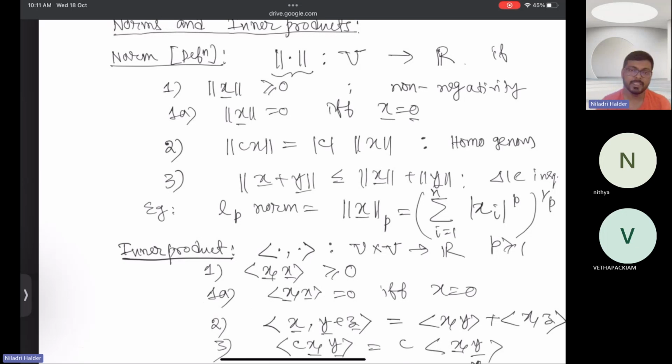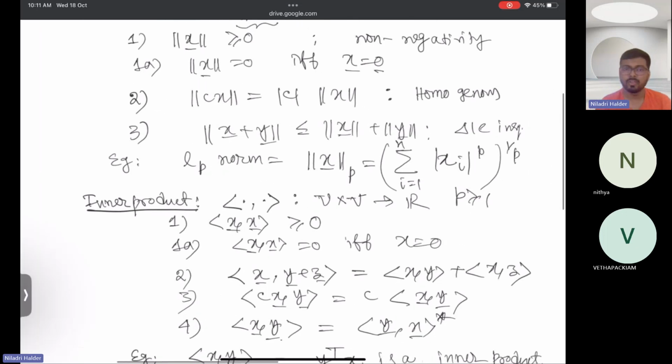So Cx, if C is a scalar, then norm of Cx is equal to mod of C into norm of x. And triangle inequality is also there. Norm of x plus y is less than or equal to norm of x plus norm of y. So this is the definition of the LP norm, where P goes from 1 to infinity. Okay, so this is the definition of the LP norm.